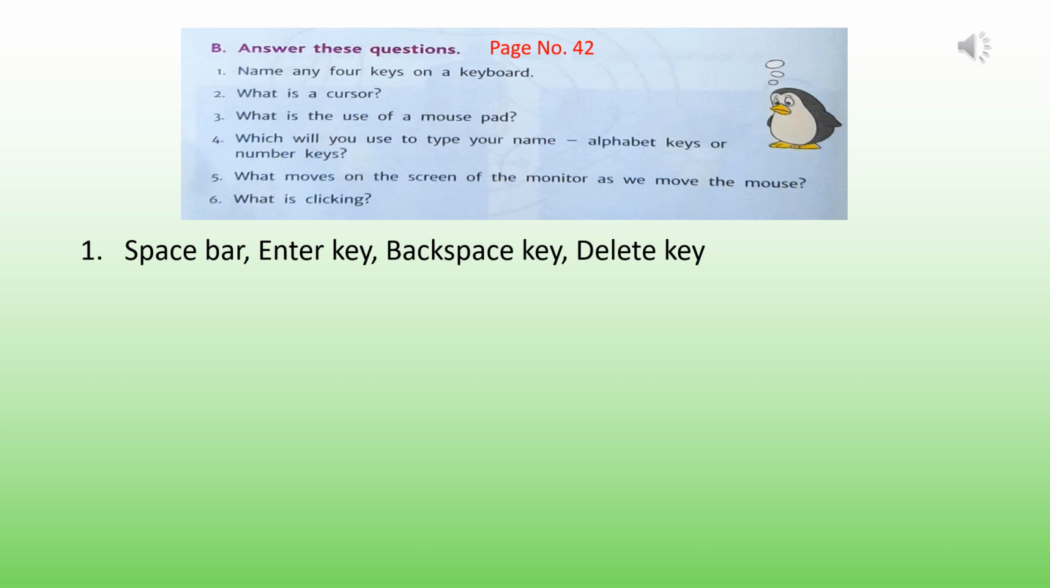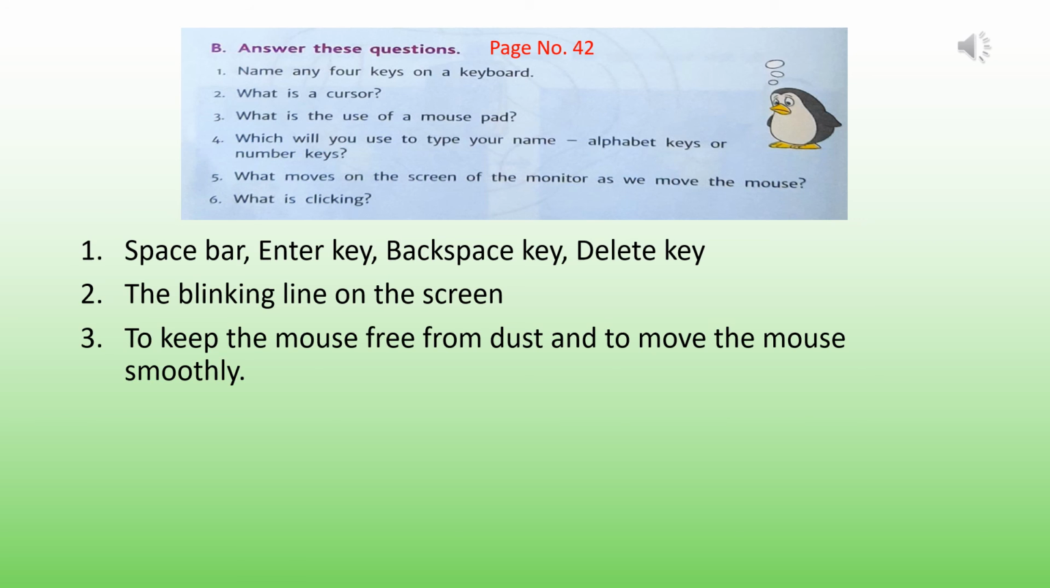Second question is, what is a cursor? The blinking line on the screen is called the cursor. The third question is, what is the use of a mouse pad? We have learned that mouse pad is used to keep the mouse free from dust and to move the mouse smoothly. Fourth question is, which will you use to type your name? Is it alphabet keys or number keys? The answer is alphabet keys.